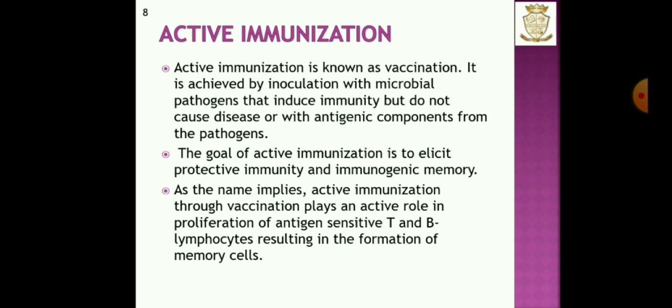Active immunization. Active immunization is known as vaccination. It is achieved by inoculation with microbial pathogens that induce immunity but do not cause disease, or antigenic components from the pathogen. The goal of active immunization is to elicit protective immunity and immunologic memory. As the name implies, active immunization through vaccination plays an active role in proliferation of antigen-sensitive T and B lymphocytes, resulting in the formation of memory cells.